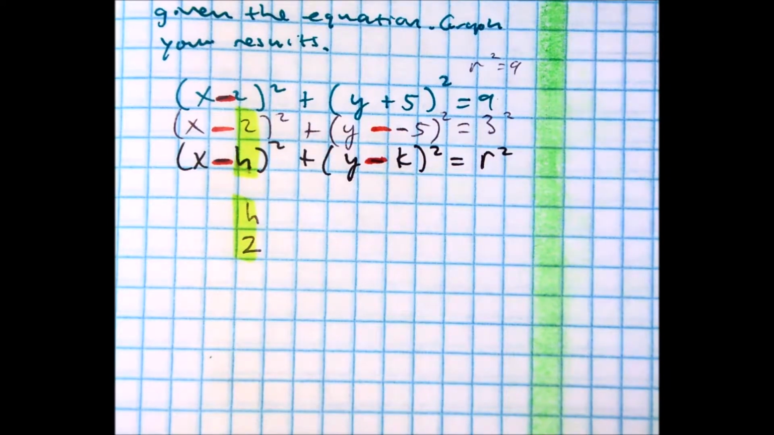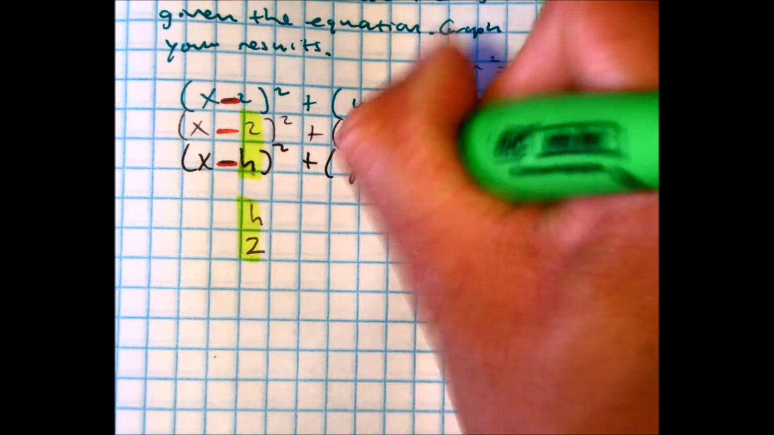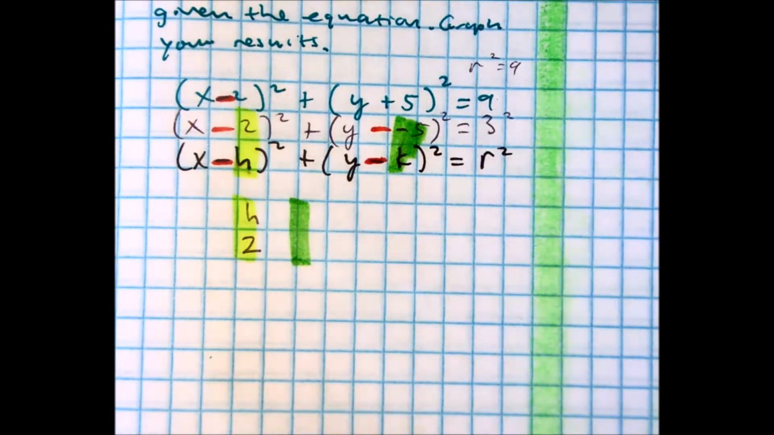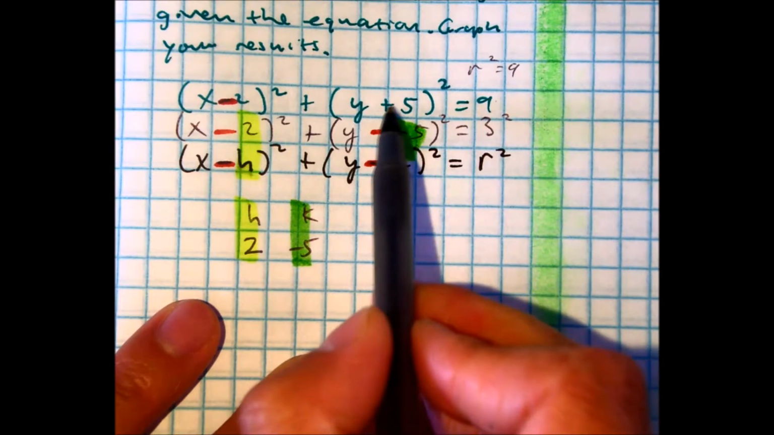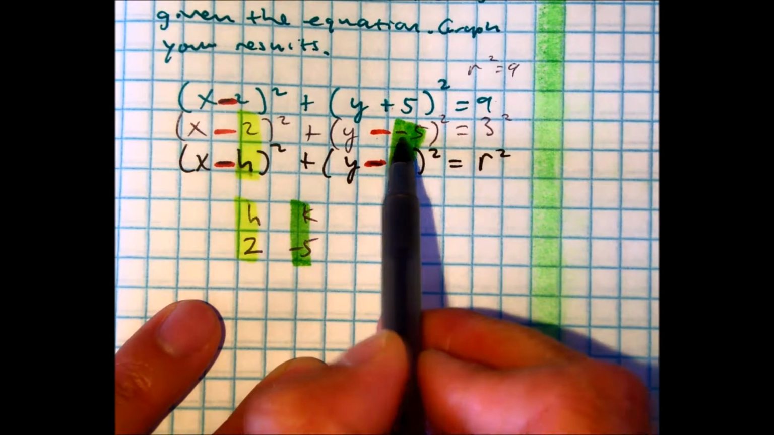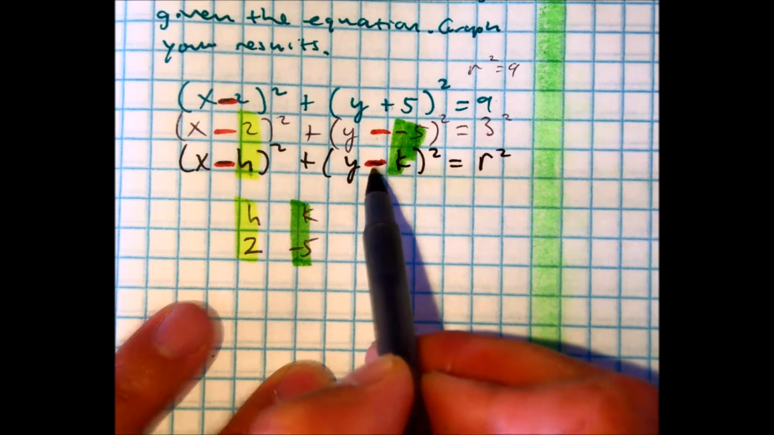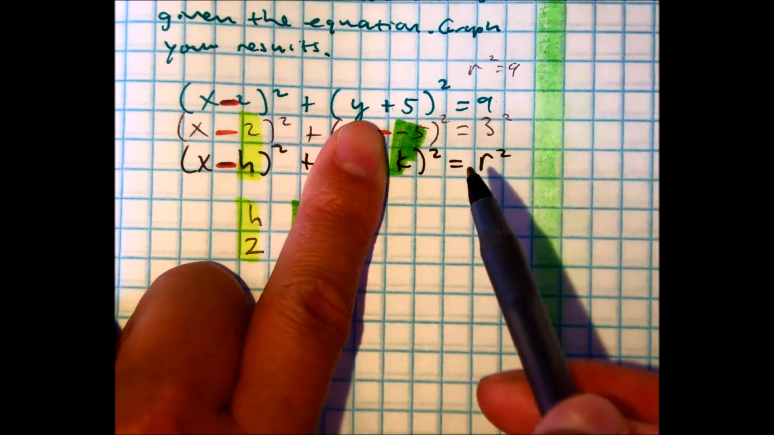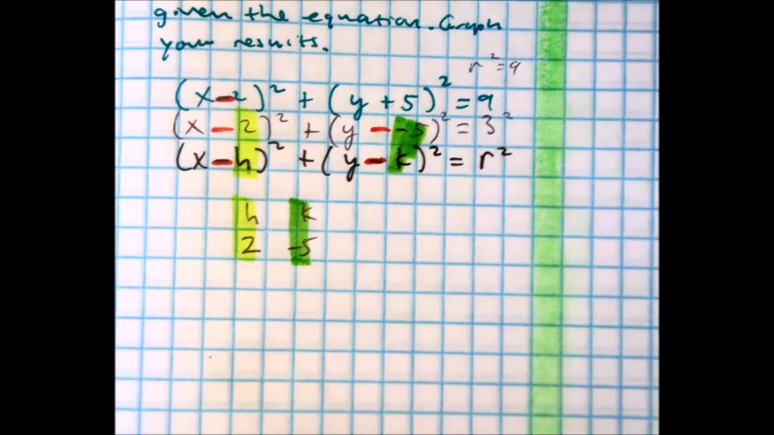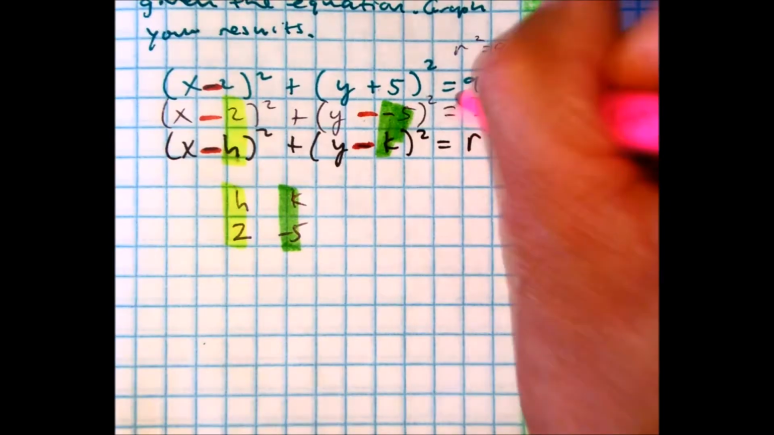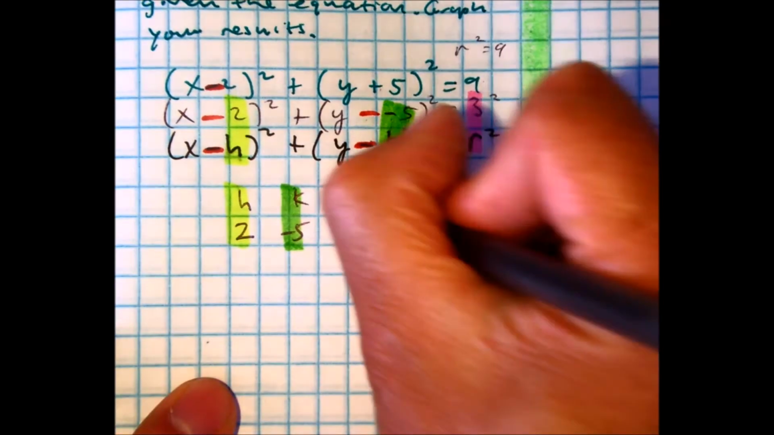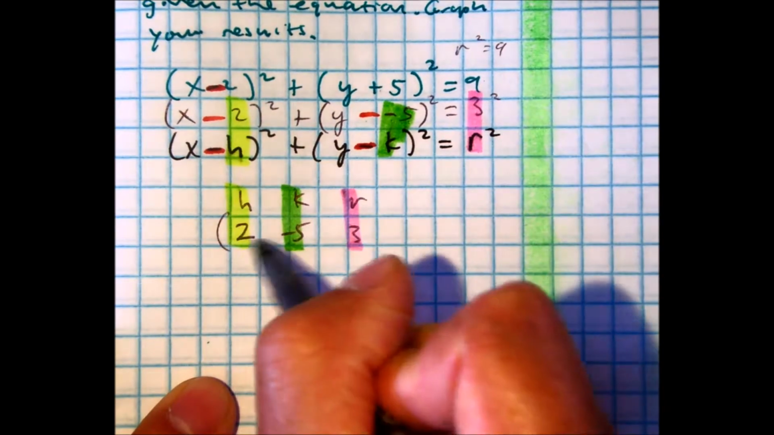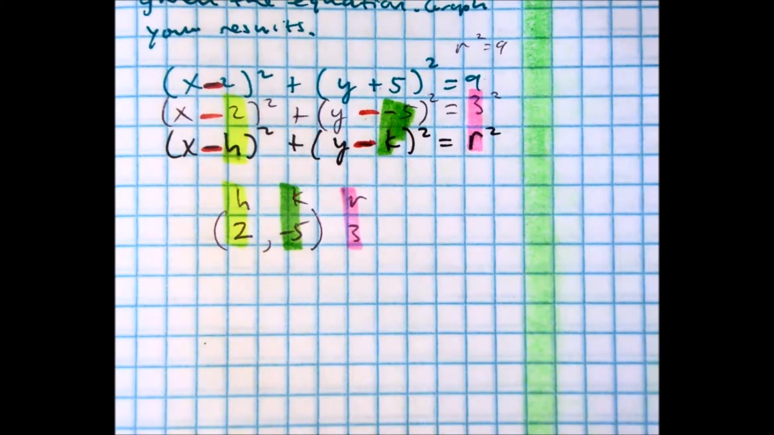If I come over here, class, what is our k value? Our k value is negative 5. It's a negative 5 because this plus became the opposite, a negative number, and the red has to be there. That's why I put it in red. k is negative 5. Class, what is our r value? Our r value is 3. Now, h and k are an ordered pair.